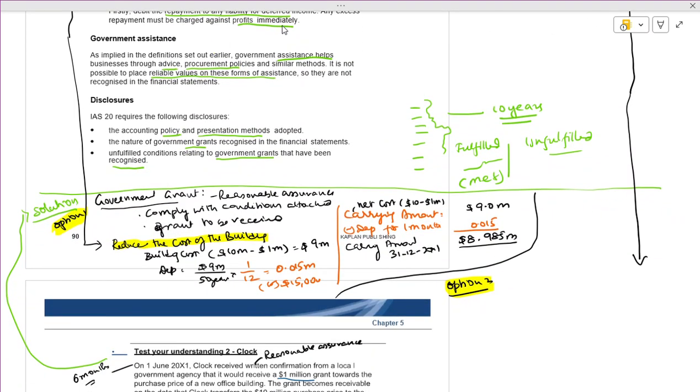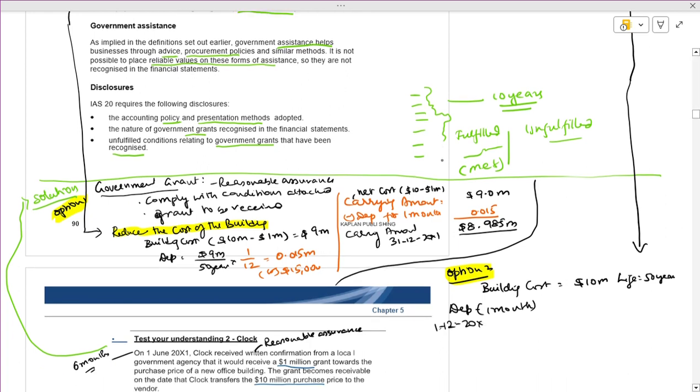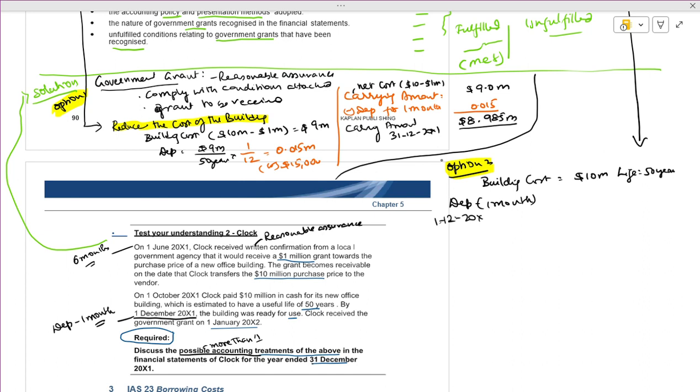Now, what is the building cost? Building cost is 10 million. Life is 50 years. Now, depreciation for 1 month. Again, I will say 1/12/2000 to 31/12/2001.